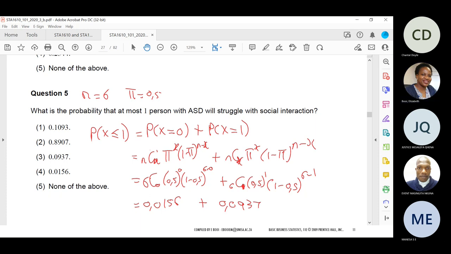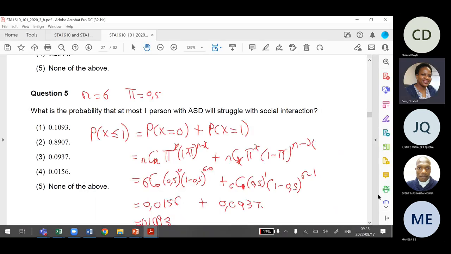What is the answer? Six plus 7 is 13. 3 plus 5 is 8, plus 1 is 9. 9 plus 1 is 10, 31. And the answer is, write it here on the side, the answer is 0.1093, which is option 1. That's how you will answer the question.